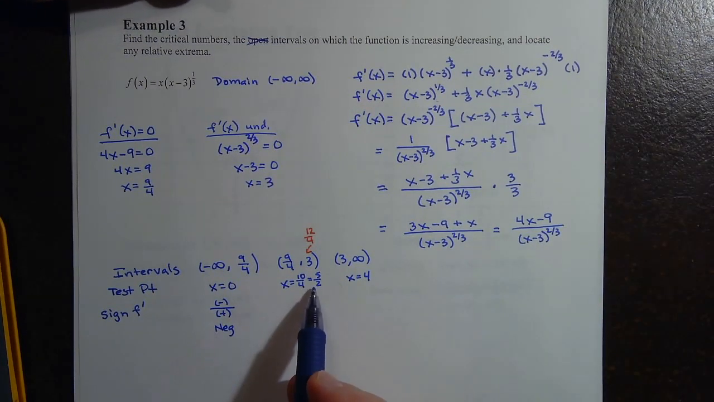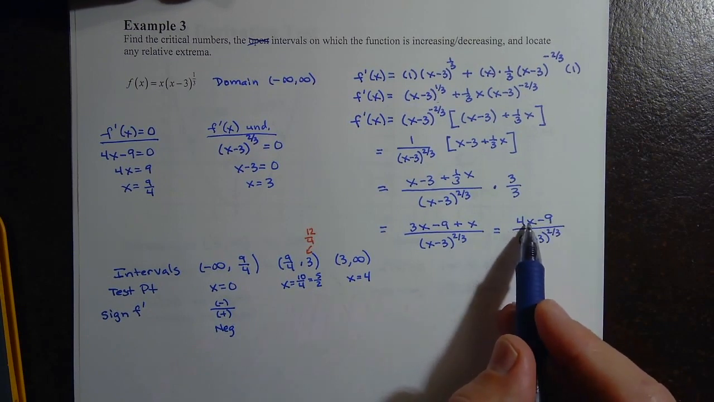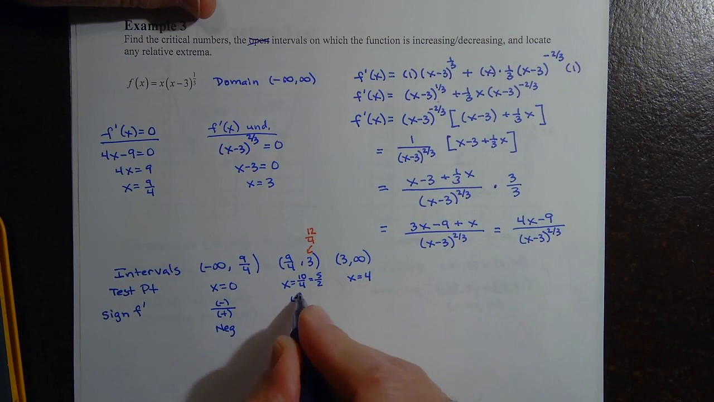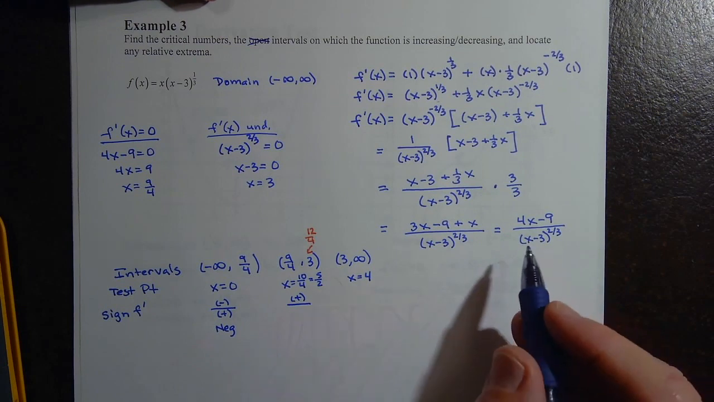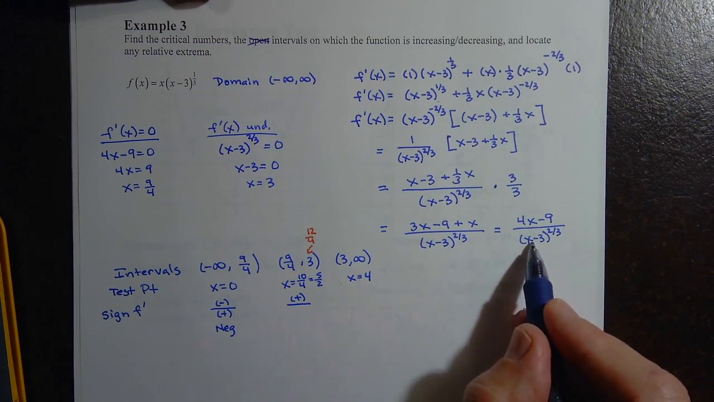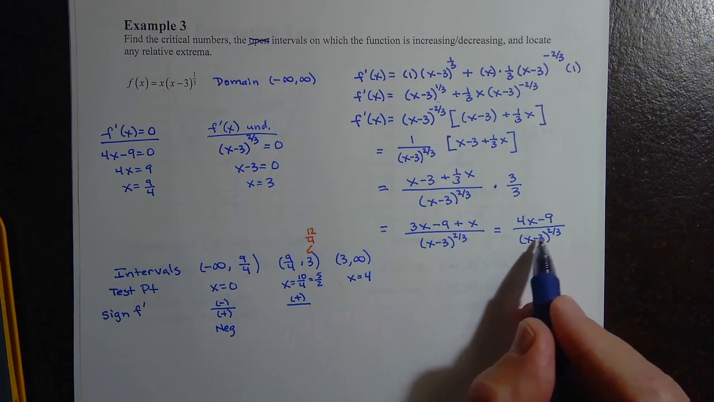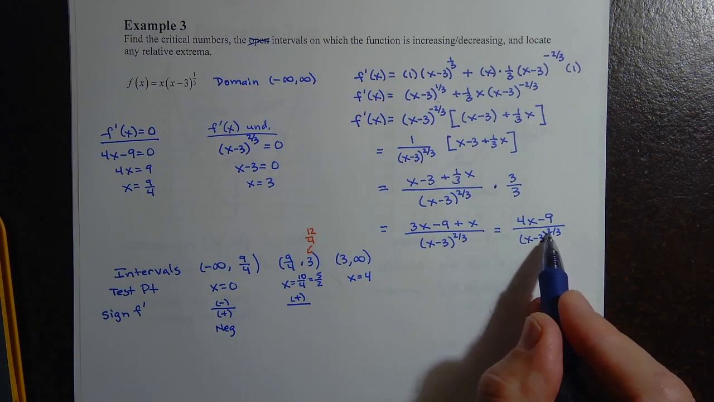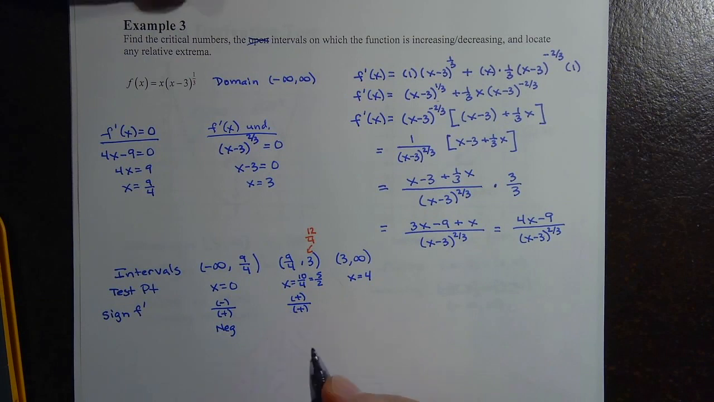And then for 5/2, this top would be 4 times 5/2, which is 20/2, which is 10, minus 9, that'd be positive. We really don't care about the number value, it's the sign of the number we get. So positive over, and if we put 5/2 in here, it's not going to matter what this is because we are going to square it and then cube root it, or cube root it and then square it. Either way, if it's negative, it's going to come out to be positive. So this denominator is always going to be positive. So this is positive.